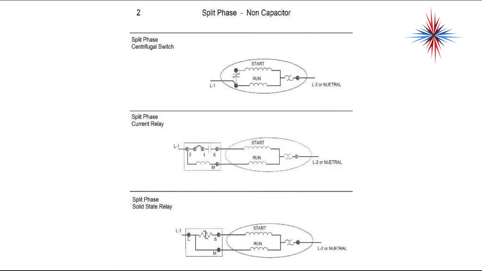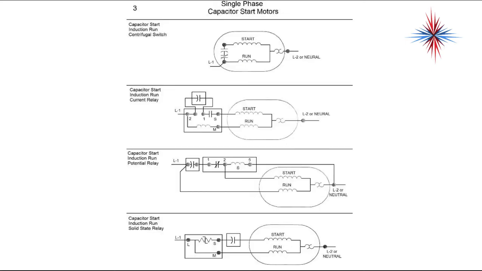We have a split phase with a current sensing relay. Again, the start winding comes out of the motor. We'll talk much more about these start relays as we go on. We have a split phase with a solid state relay. We have a capacitor start induction run with a centrifugal switch. Again, there is a start capacitor in here with a switch that takes the start winding out of the circuit. We have the same motor with a current sensing relay.